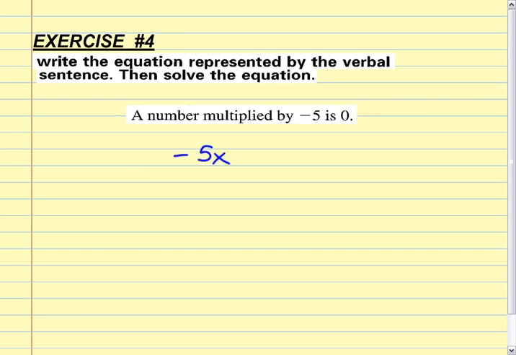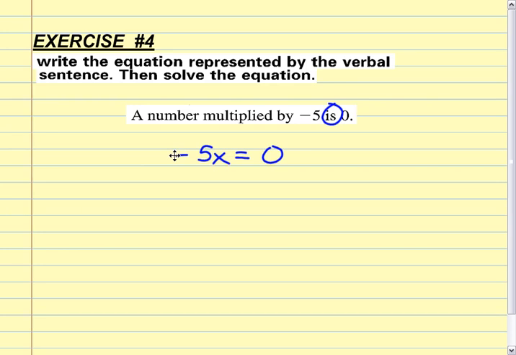Yeah, I always put the number before the variable. And I put them right next to each other because a number right next to a variable means what, Sarah Kay? It means to multiply them. Now, what does this "is" mean, Eric? Equals. And what does it equal, Eric? 0. Negative 5x equals 0.